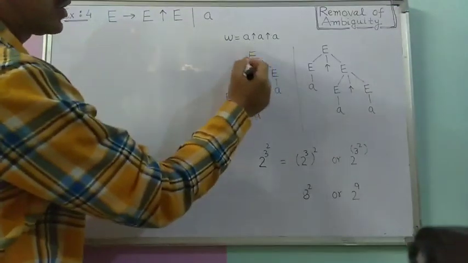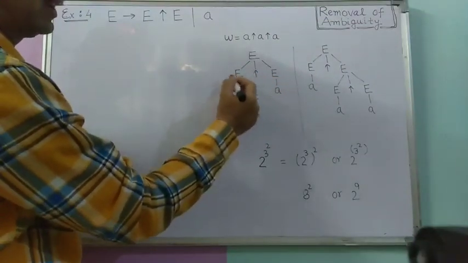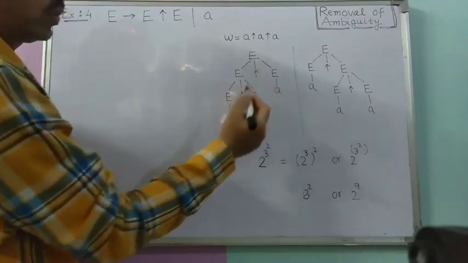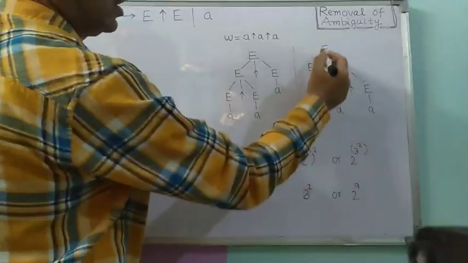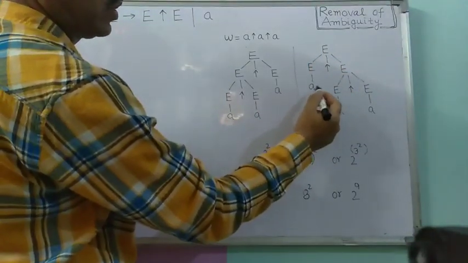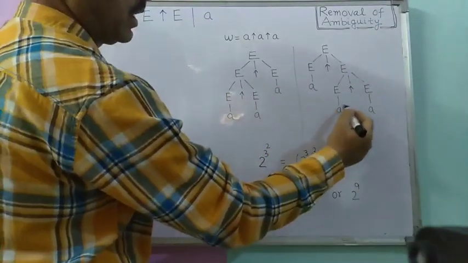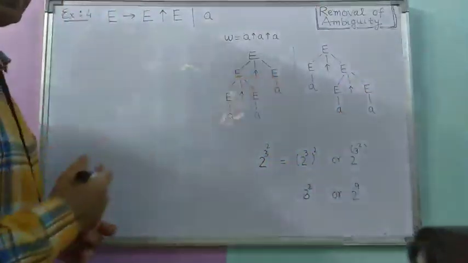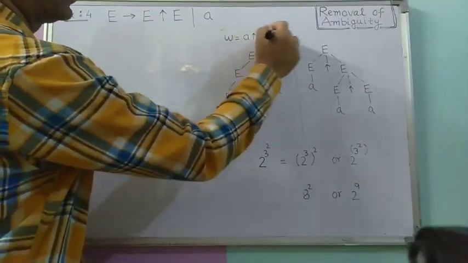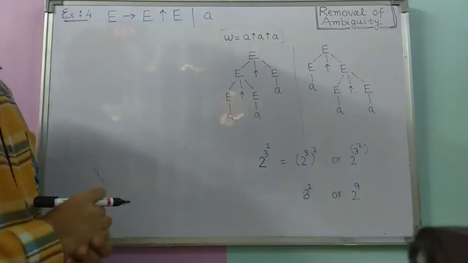You just look at it: we start from E to E ^ E, and then suppose we expand the first E again using E to E ^ E, and then E to a, E to a, and then E to a. In the other one we get E to E ^ E, and then the first E we replace by small a, and the second E we replace by E ^ E, and then E by a, and then E by a. So again we can find two different derivation trees for this particular word w. So this word is ambiguous and the grammar is also ambiguous.